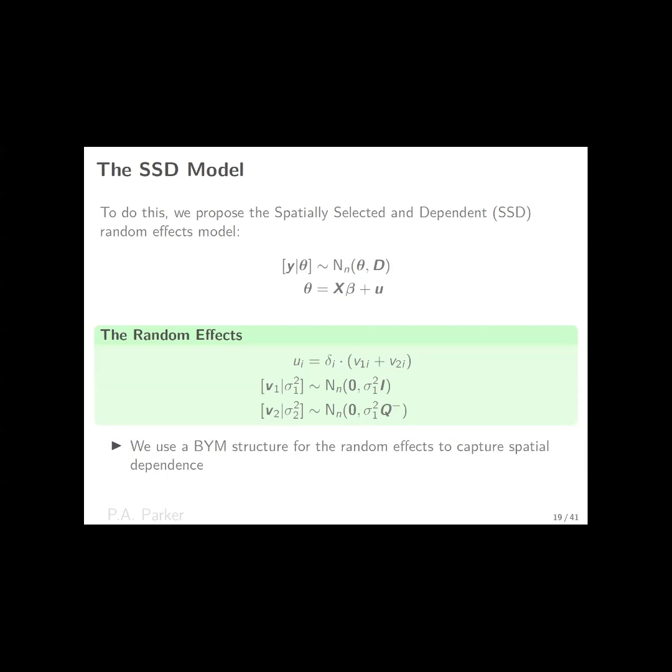And so again, if we first look at that random effects component, this is what that looks like for our model. So we say mu i is equal to delta i times v i1 plus v i2. And so we're putting a BYM structure on the random effect conditional on delta equals 1 here. So we have V1, the IID component, and V2, the spatial component. And this is our random effect structure. So very similar to the DM model, only we have a spatial structure here for these random effects.